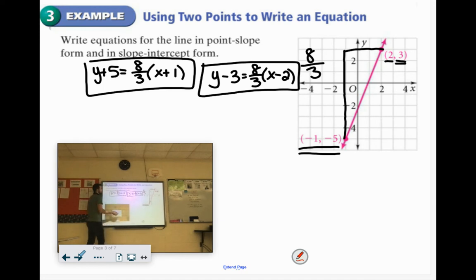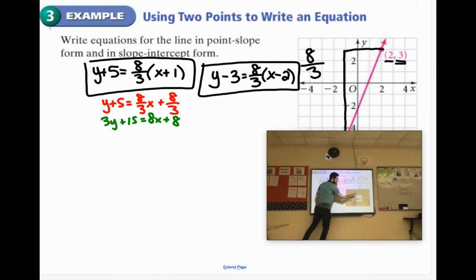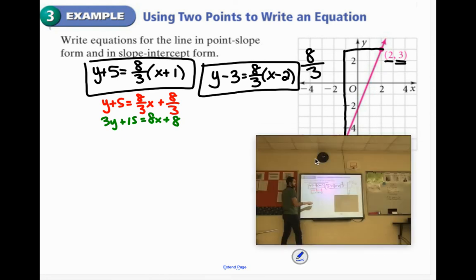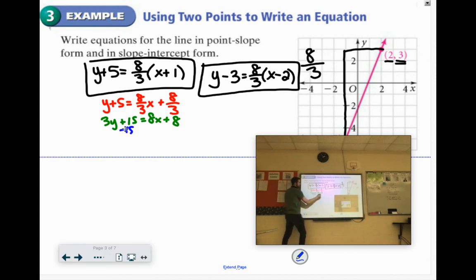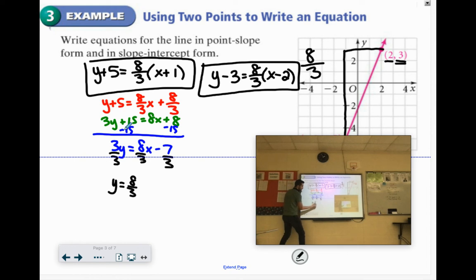So if you were to distribute here, we have y plus 5 equals 8/3 x plus 8/3. And then you're like, okay, well, let's clear the fractions. Multiply everything by 3, that'd be 3y plus 15 equals 8x plus 8. And then if you're like, well, what is that in standard form? There we go. Or let's get it into slope-intercept form. So you would just subtract the 15, 3y equals 8x minus 7, and then you would divide by the 3. So you get y equals 8/3 x minus 7/3. There it is in slope-intercept form.